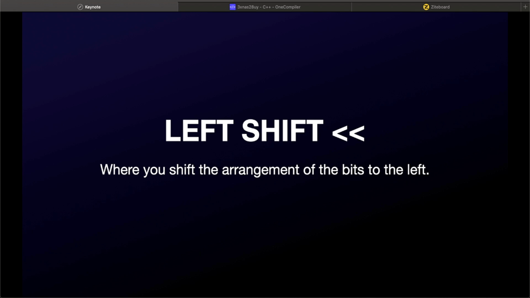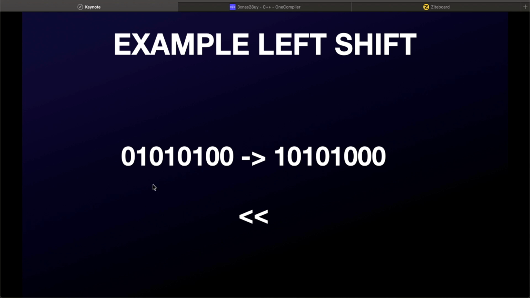So what are left shift and right shift? Basically, whenever we shift the bits of an arrangement of bits to either side, we're talking about left shifting them or right shifting them. Let's try to understand in a more visual way. Let's say we have this bit composition.